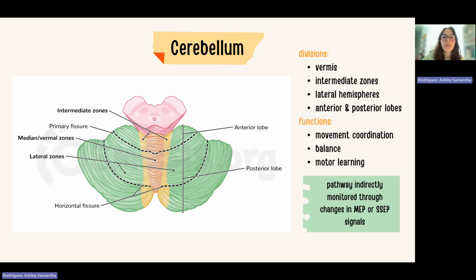And sometimes monitoring the output of cerebellar pathways can be achieved by observing changes in MEPs and SSEPs because these signals can be affected if cerebellar structures or their connections are compromised. So preservation of cerebellar function is correlated with better postoperative motor coordination, which is why it's so important to recognize.